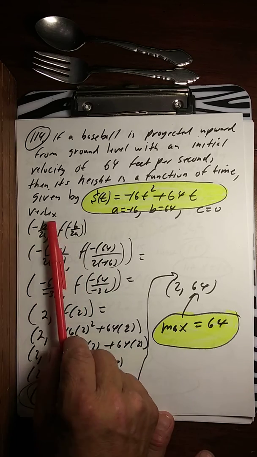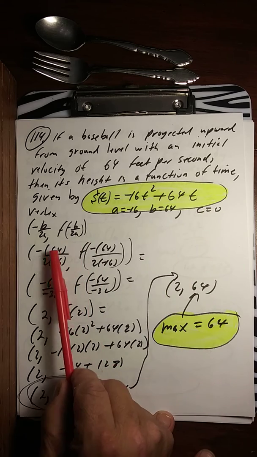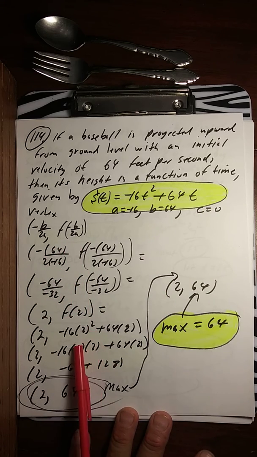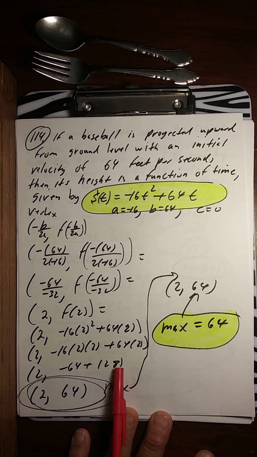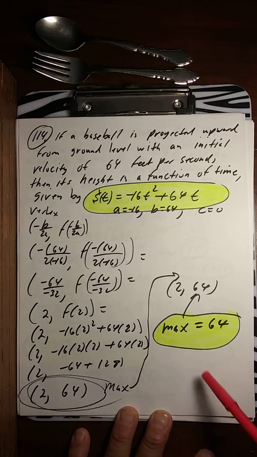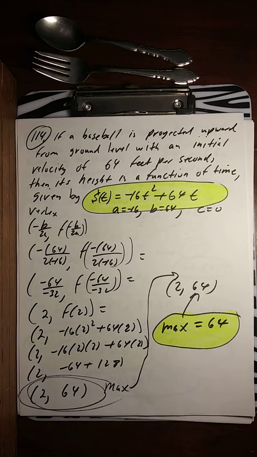So the max of this is going to be the vertex. The vertex is going to be negative b over 2a. So we're going to put the numbers in there, a, b, c. Negative 64 over 32, that's going to be 2. f of 2 is 2 times 2, and that's 64 minus 128 plus 64, so you get 64. So the max of this is going to be at 2 seconds, or whatever. There's a max, this number right here.